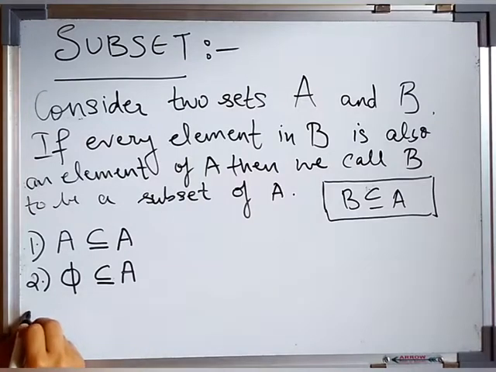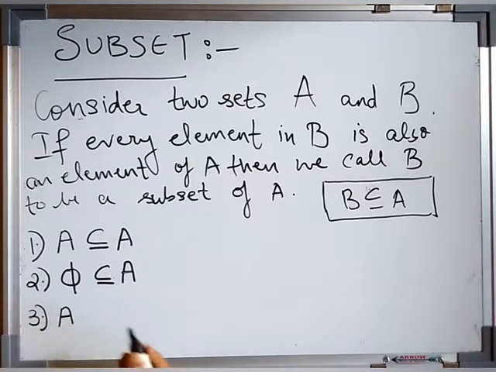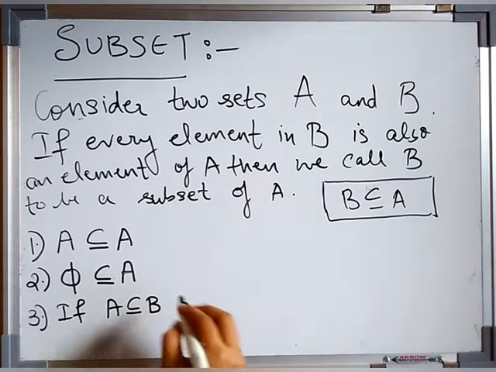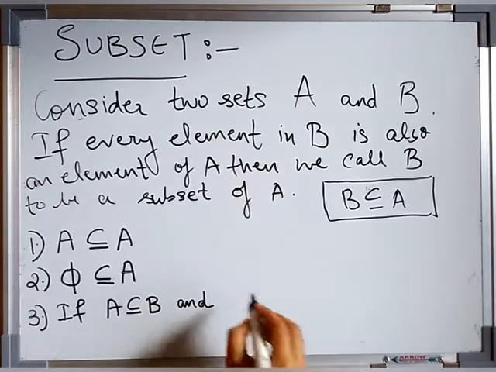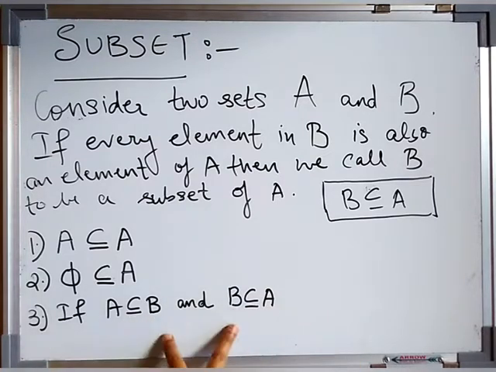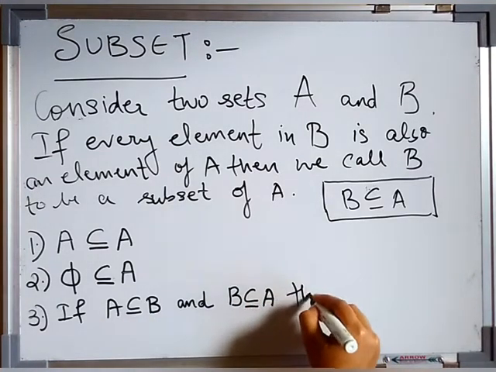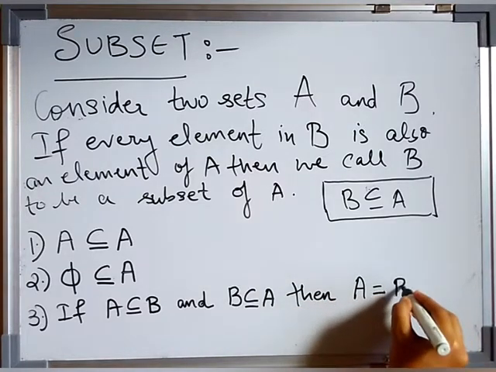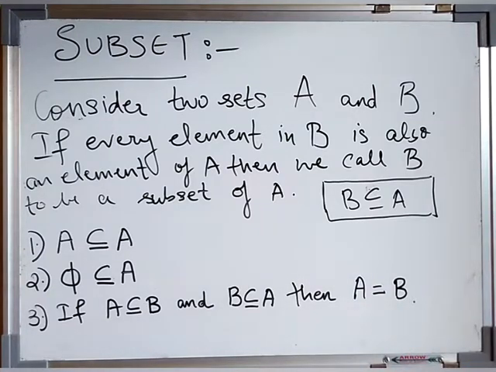Set of some elements. And the third such property is, if A is a subset of B and B is a subset of A. If we know that these both are true, then it will imply that A is equal to set B.